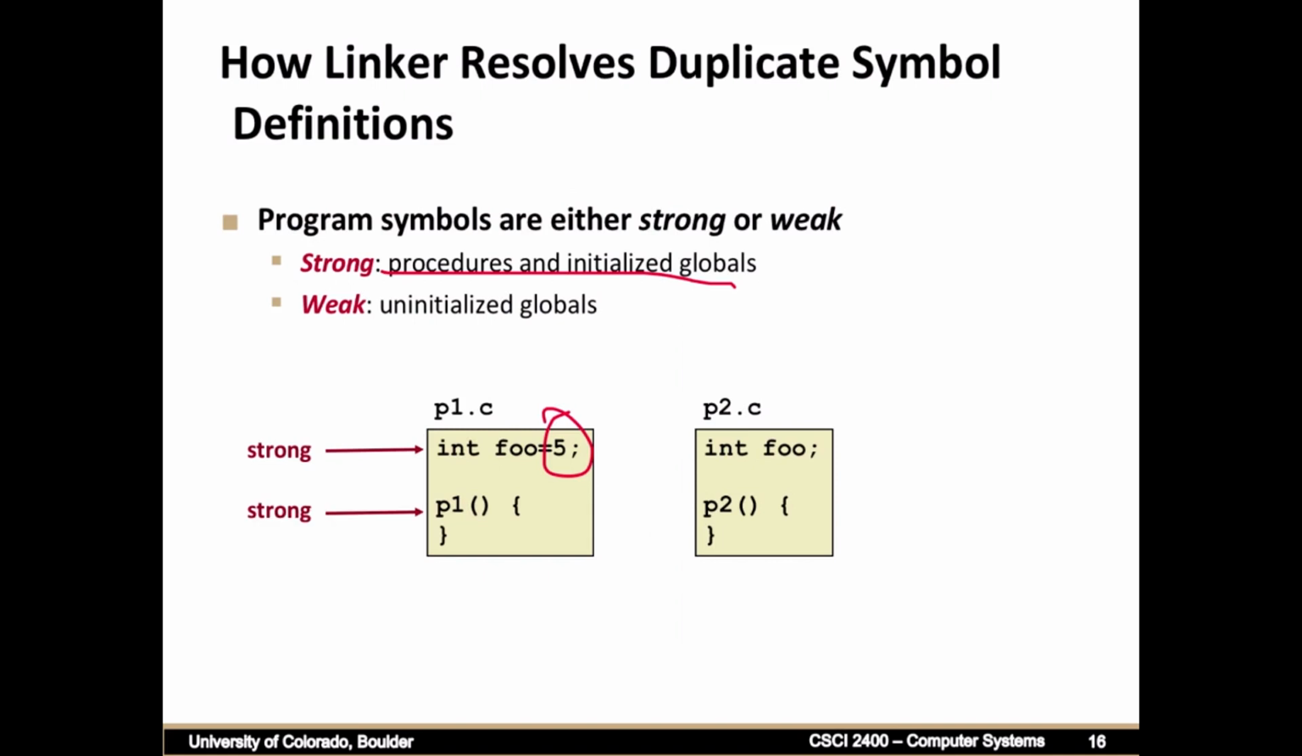We also have a strong definition for the procedure P1 because there's a code body associated with it, even though I didn't write anything there. So P1 is a strong symbol. In P2, we have a weak foo because we didn't actually have a definition or an initializer for it. And P2 is a strong function symbol.